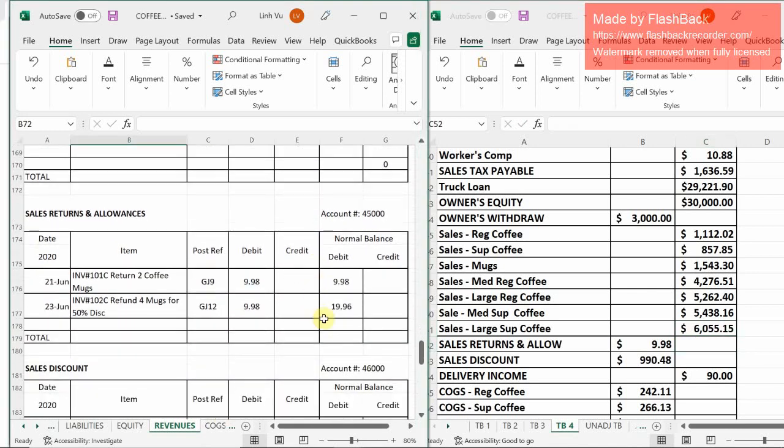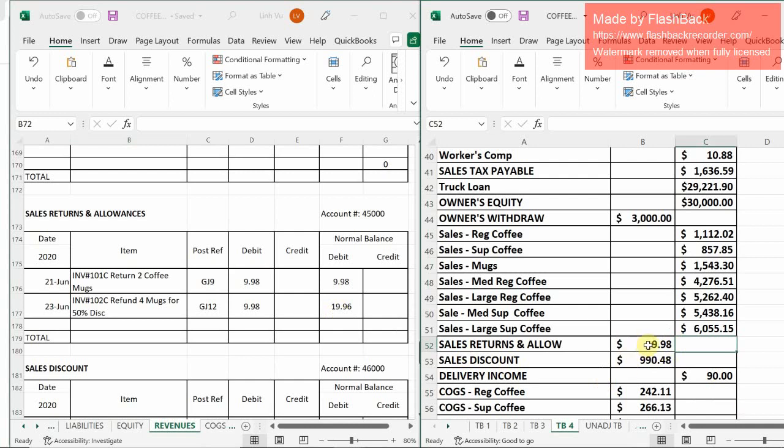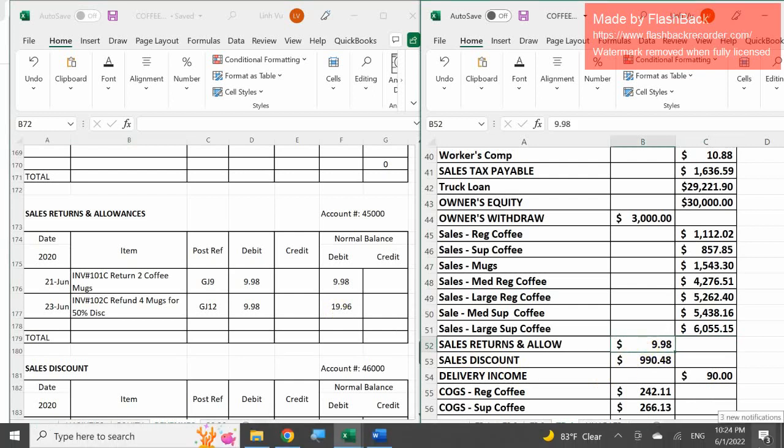Sales returns and allowances is still at $19.96 debit. Oh, it is 19 now, not 9. So I need to fix that. 19.96.